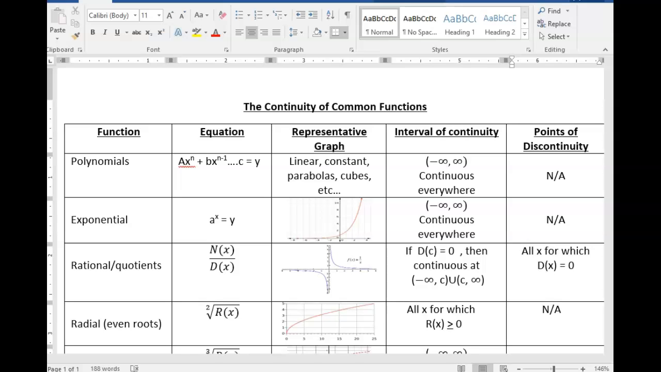Okay, guys, so on what day was that? Tuesday? We were talking about continuity.